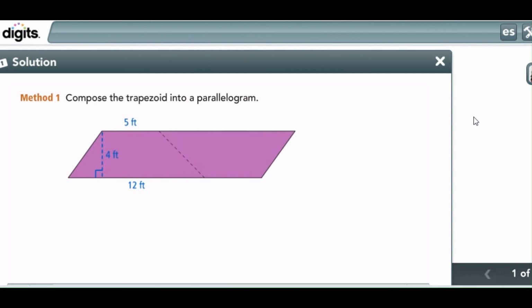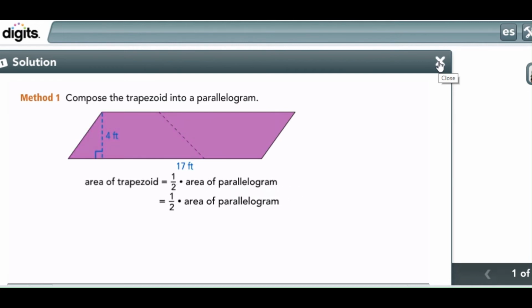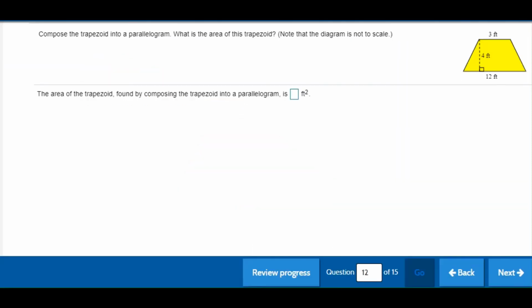The parallelogram has the same height as the original trapezoid. And the base of the parallelogram is equal to the sum of the bases of the trapezoid. So the base of the parallelogram is 17 feet. So you have 2 bases when you're dealing with trapezoids. The area of the original trapezoid equals half the area of the parallelogram. The formula for the area of a parallelogram is base times height. Substitute 17 for the base. All right, so we're going to talk about that with respect to this question.